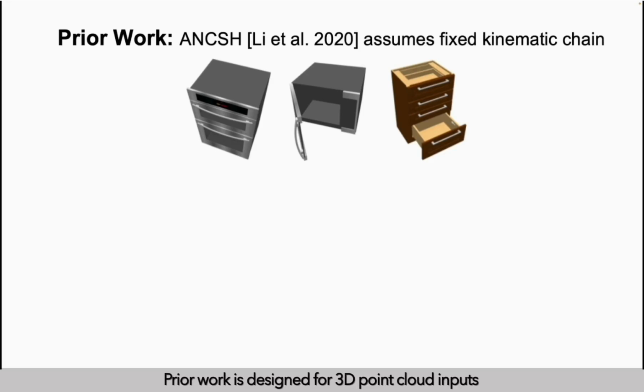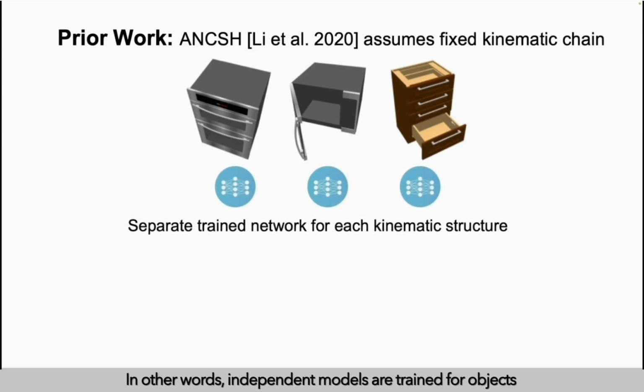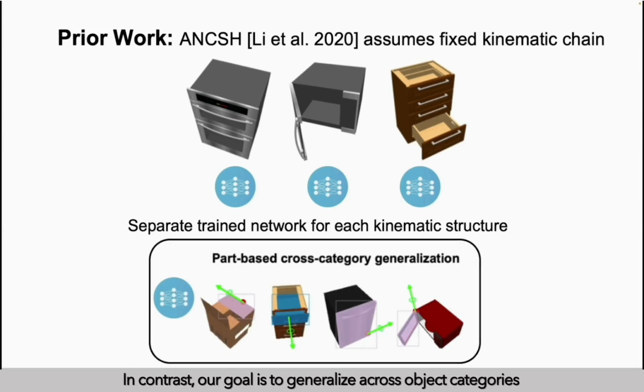Prior work is designed for 3D point cloud inputs and assumes the objects have a fixed kinematic chain. In other words, independent models are trained for objects with different number of parts and different motion types. In contrast, our goal is to generalize across object categories and kinematic chain structures.